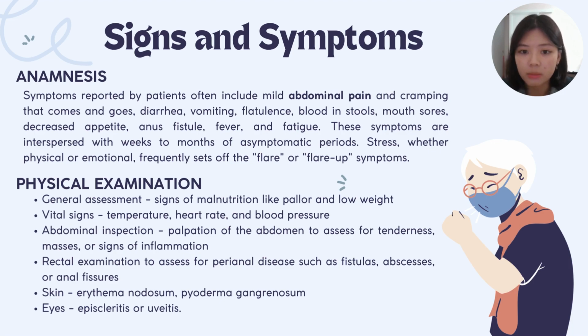For the physical examination, first, a general assessment is done to see signs of malnutrition like pallor and low weight, and then check the vital signs for temperature, heart rate, and blood pressure. Then abdominal inspection is done, where palpation of the abdomen is done to assess for tenderness, masses, or signs of inflammation.